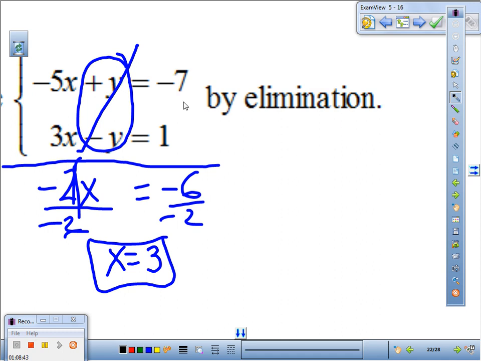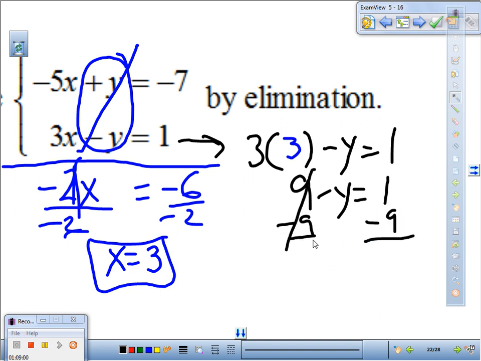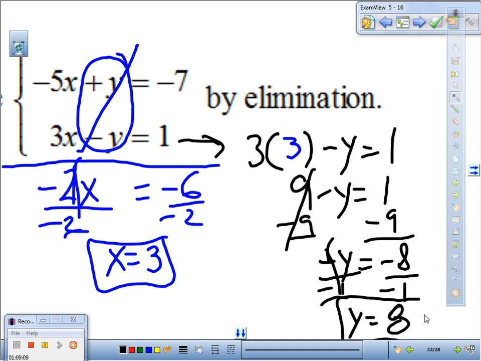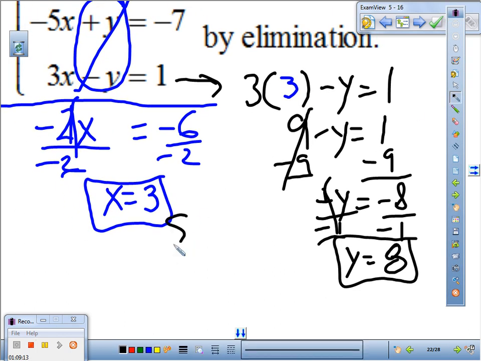Which one do I use, the top or bottom? All right, so I'm going to write 3 times x, but instead of x, I'm going to write 3, minus y equals 1. 9 minus y equals 1. Minus 9, minus 9. -y equals -8. Divide by -1. Y equals 8. Am I done? No, you need to write your solution. What's the solution?